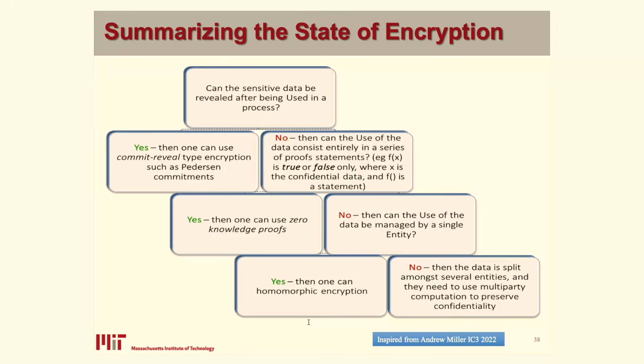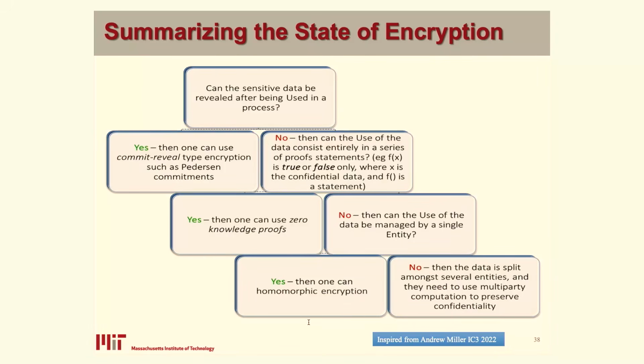To summarize today a bit, this is something Nicholas found that's really quite helpful. Can sensitive data be revealed after being used in a process? If the answer is yes, sensitive data could be revealed, then you can use commit-reveal type encryption such as the Pedersen commitment, willing to reveal the sum of things but not the individual values.